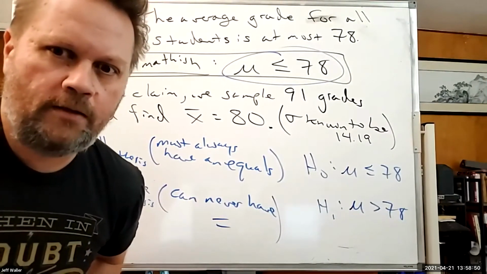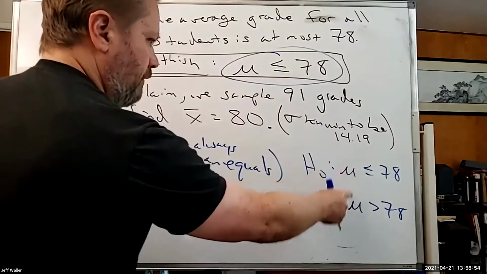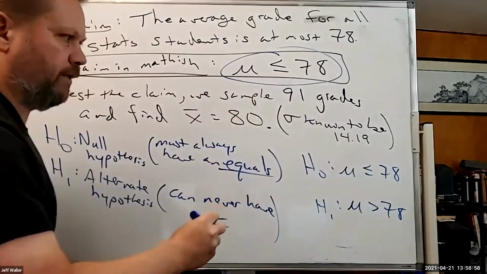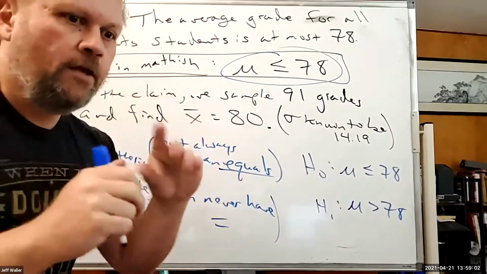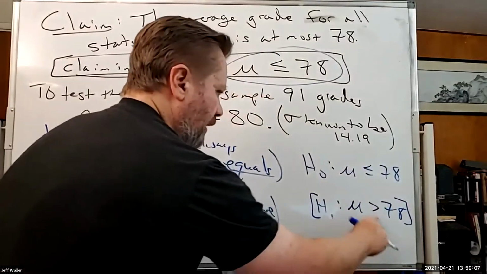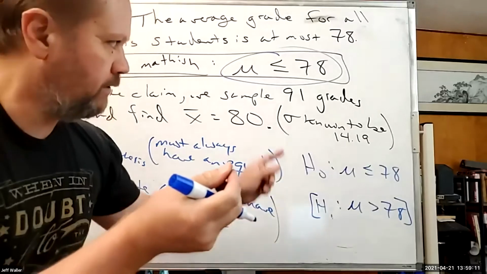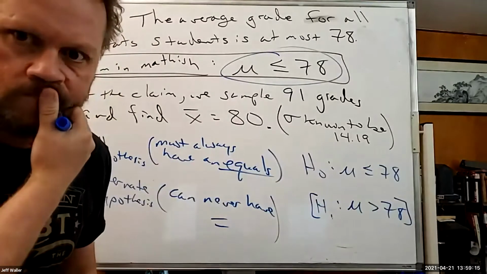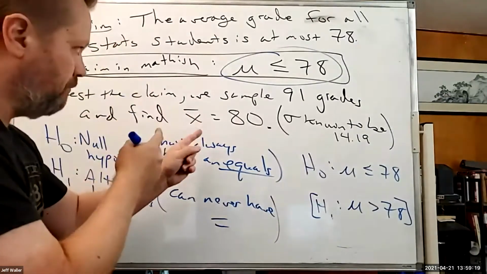Okay. So your claim has to go in one of these two places. Why did our current claim go here? It's got an equal sign. So we have developed this process so that the statement that goes here is the one that I can actually show evidence for. Now, is our sample mean bigger than 78?